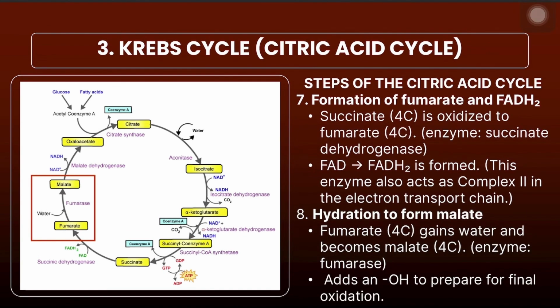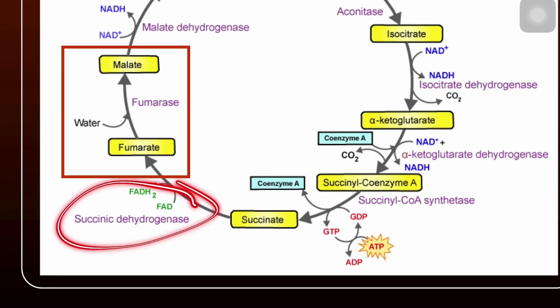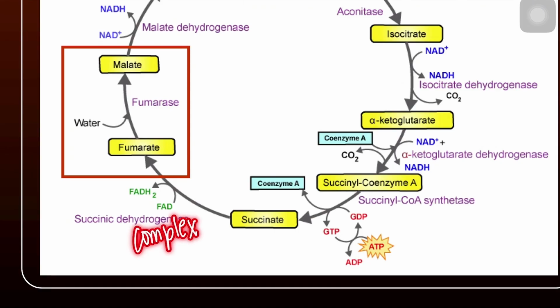So for the 7th step of the Krebs cycle, we have the formation of fumarate and FADH2. In this step, the molecule succinate will be changed into fumarate by the enzyme called succinate dehydrogenase, or succinic dehydrogenase. This enzyme is very special because it can work in 2 places: it can be seen in both the Krebs cycle and the electron transport chain. Because of that, it is called complex 2.